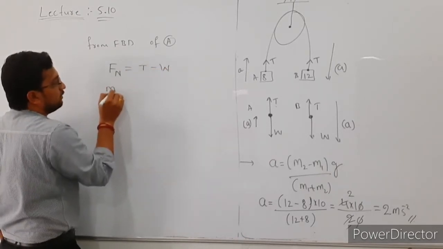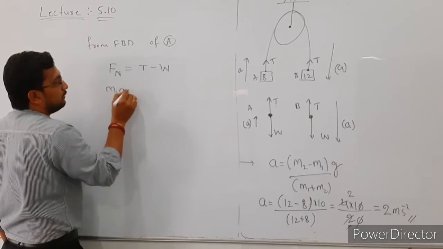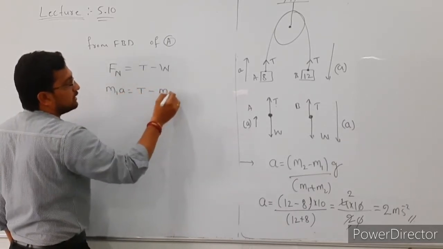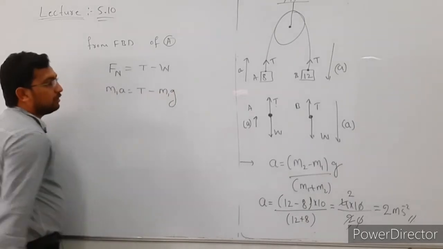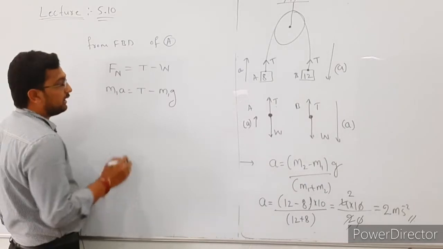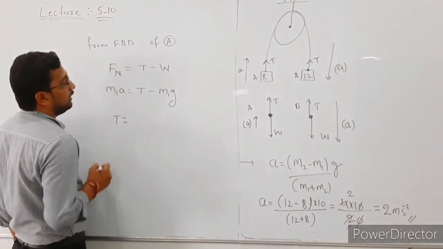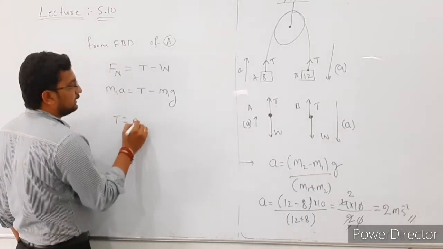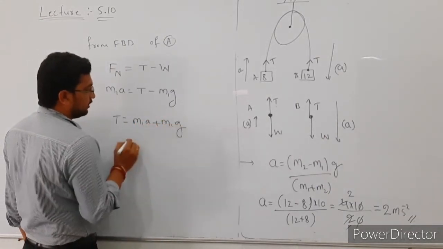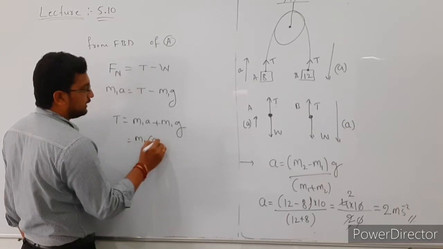Net force is nothing but mass into acceleration, that is m into a, which is equal to tension minus weight, that is m1 into g. In this case we want the tension value. So tension is equal to, taking this term to this side, m1a plus m1g. Take m1 common, then it becomes m1 times (a plus g).